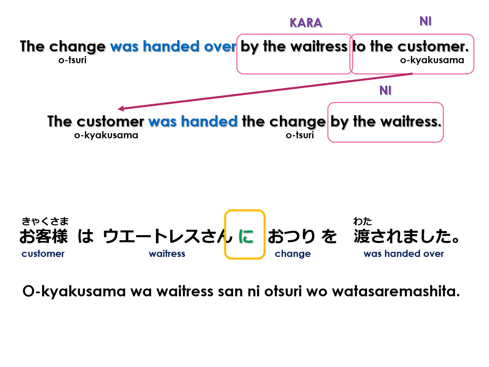And our sentence: Okyakusama wa waitress-san ni otsuri o watasaremashita. Since there is only one ni in the sentence, there's no conflict as to who the doer is.